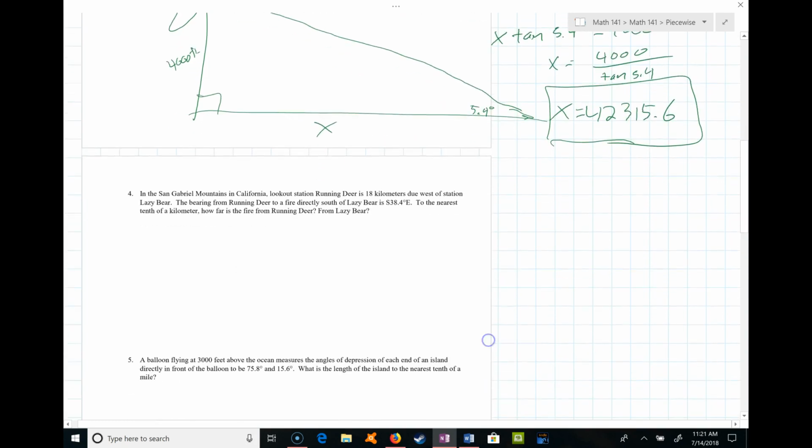Okay, in the San Gabriel Mountains in California. Hey, I've hiked the San Gabriel Mountains before. Lookout Station Running Deer, I don't know if that's real or not, I made that up, is 18 kilometers due west of Station Lazy Bear. Okay, so we have Running Deer, and Lazy Bear. That would be west. And that distance right there is 18 kilometers.